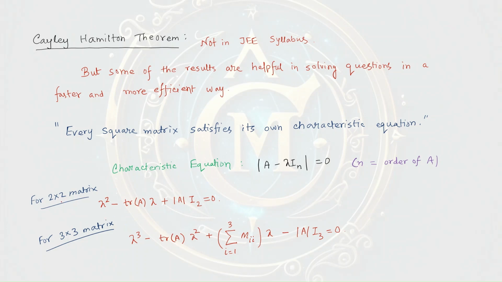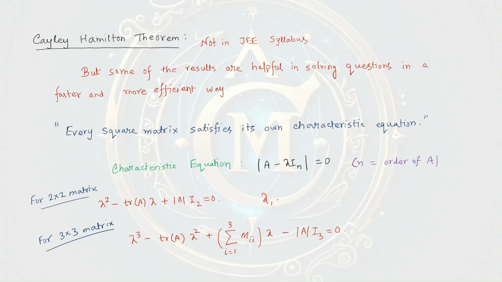Here, the characteristic equation of a 2 by 2 matrix is lambda square minus trace of A times lambda plus determinant of A times I is 0. And for a 3 by 3 matrix, lambda cube minus trace of A times lambda square plus summation of minors of diagonal elements times lambda minus determinant of A times I equal to 0.